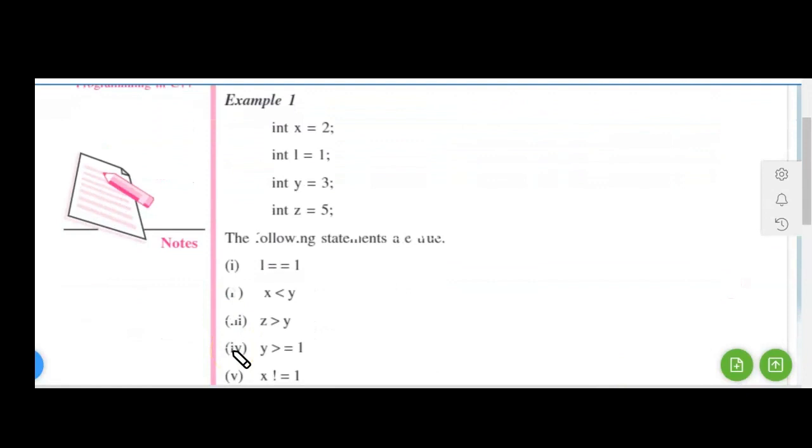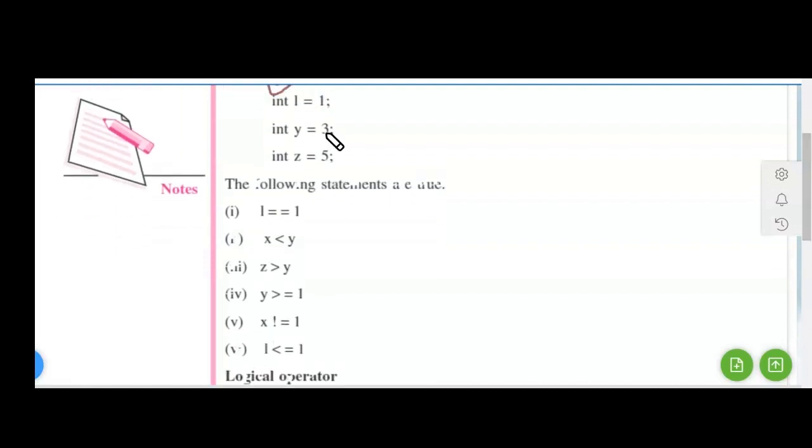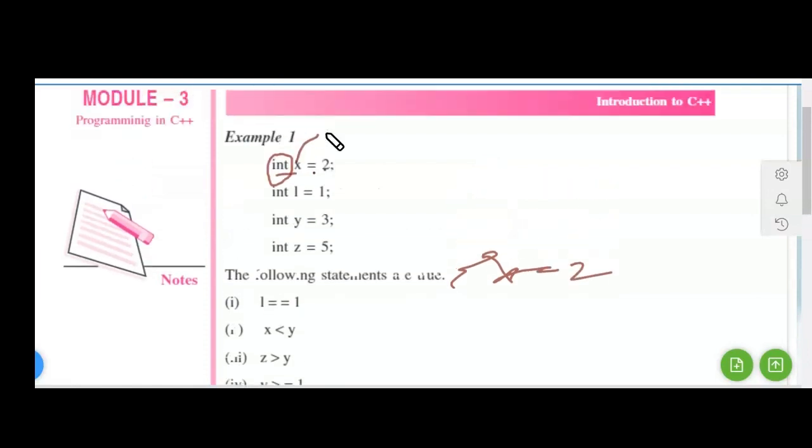You can see an example here, int x. So what is the meaning? This int means the data type, x is the name of the variable, and this equal to is an assignment operator and 2 is the value given. So that means your x will be taking up the value 2 here, which is of integer type.